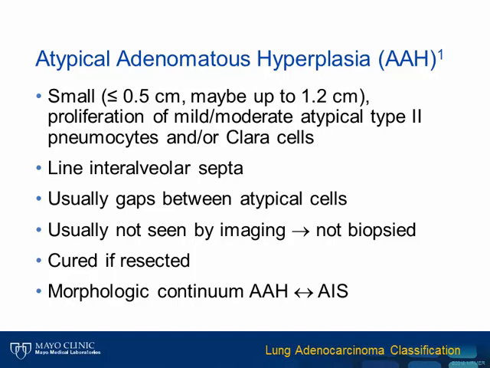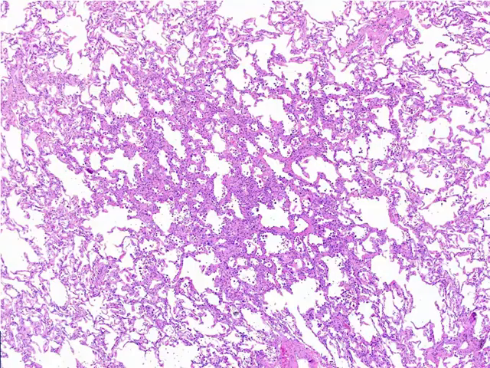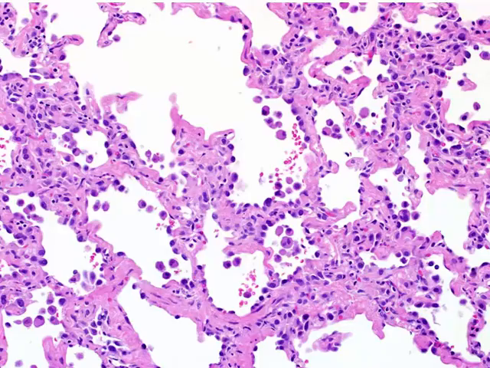They are cured if resected, and as you can imagine, there is a morphologic continuum between atypical adenomatous hyperplasia and adenocarcinoma in situ. Here's an example where you can appreciate slightly thickened interstitium that is lined by atypical cells. These atypical cells respect each other and there are some gaps in between. This is an example of AAH.